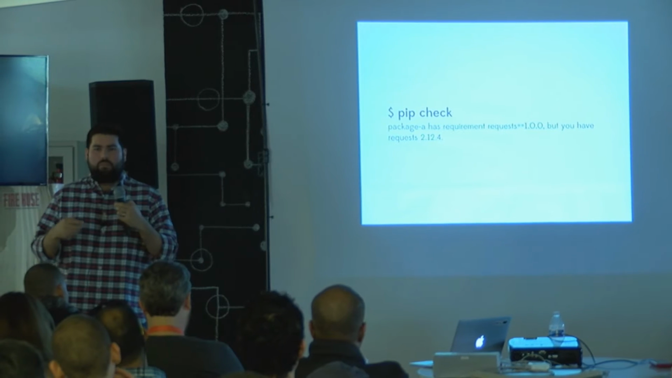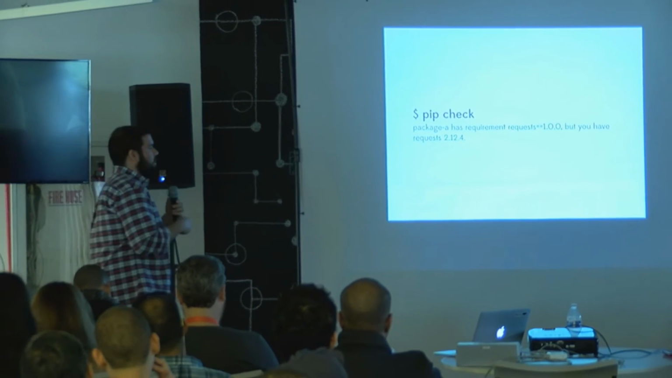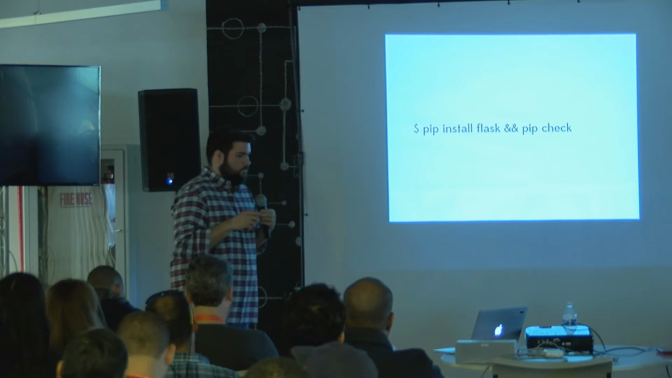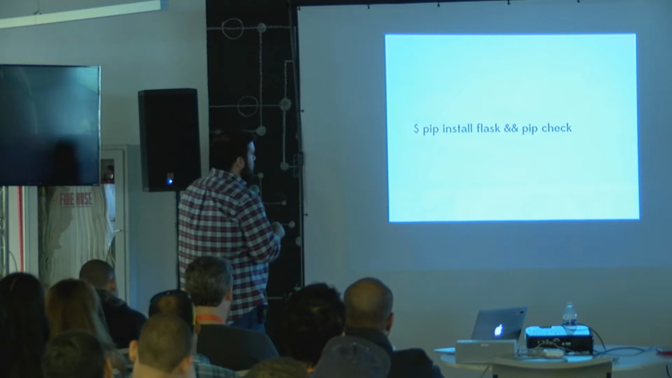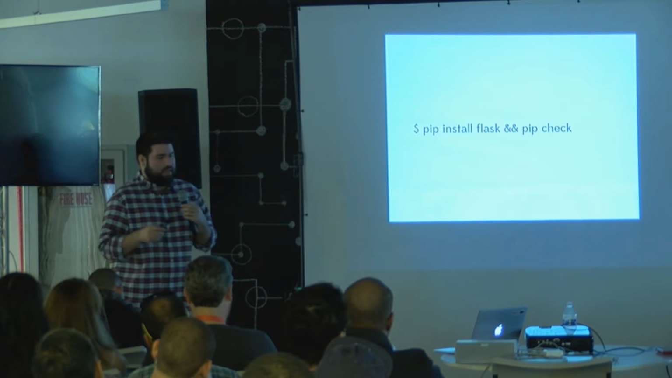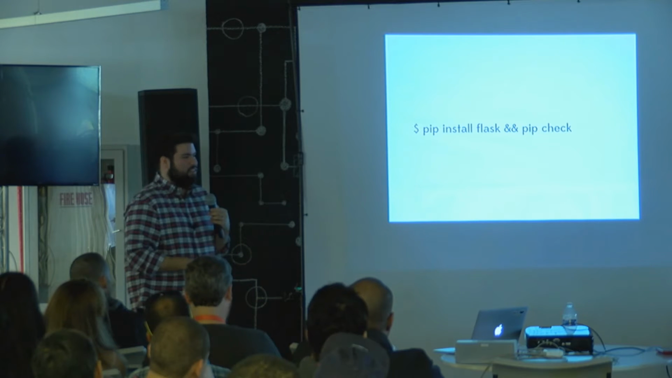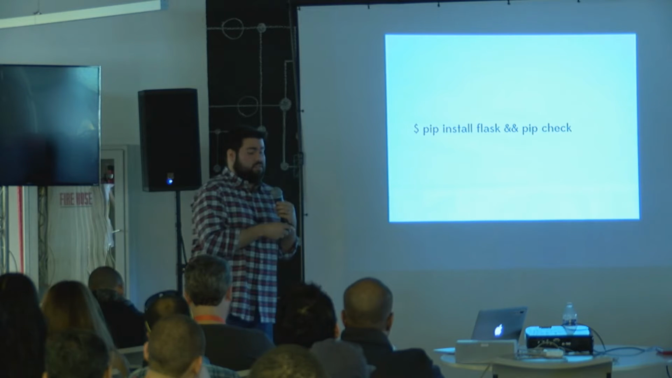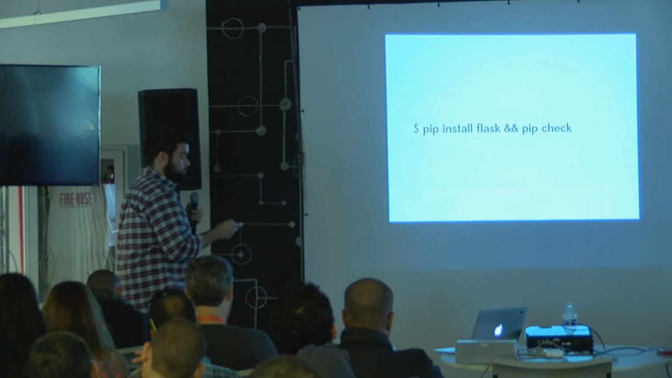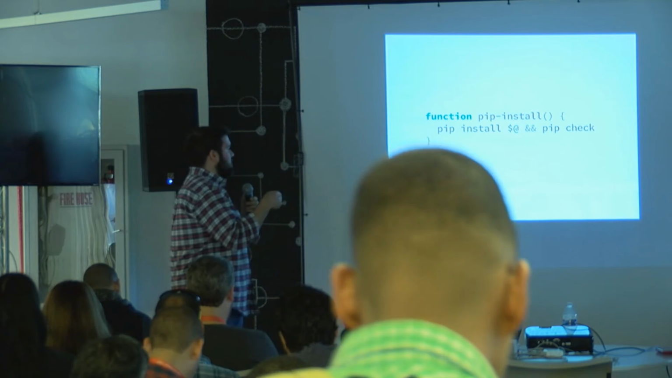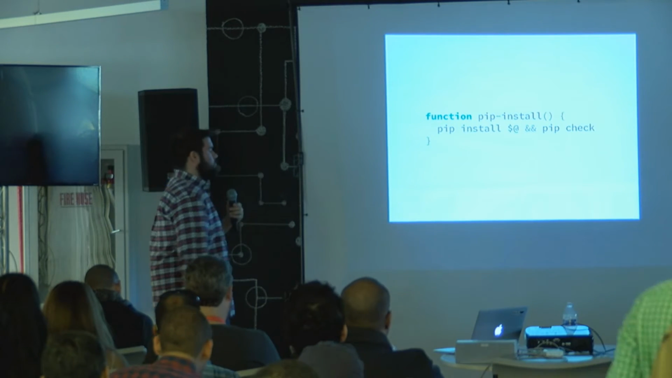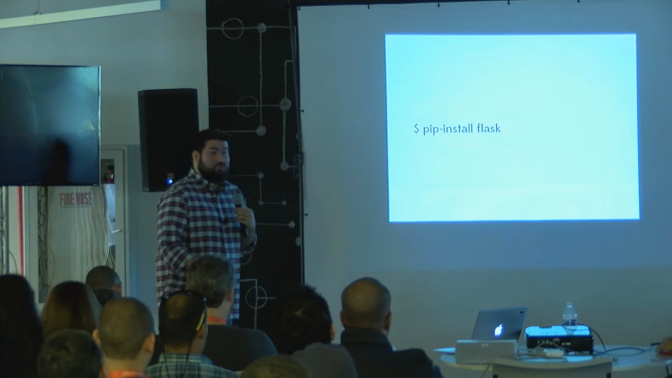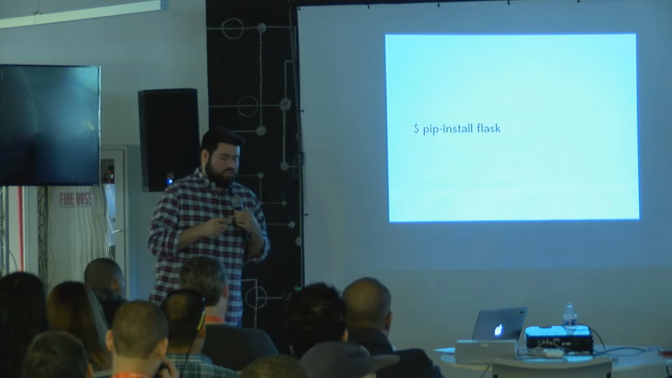This should raise an alarm, and it should make you aware that there might actually be something wrong in your installation. For now, maybe we can just run something like this: pip install Flask and pip check, which will install Flask, and after installing Flask, it will also run pip check just to make sure that our dependencies are all satisfied. We could also do a simple bash function that does this for us. So if we did something like this, we'd be able to run pip install Flask, which will install Flask, and run pip check just afterwards.